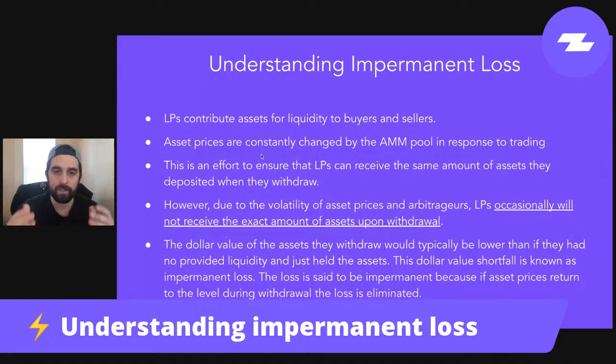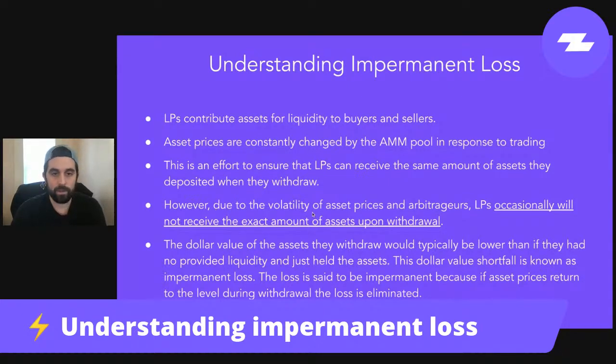And what happens is, let's pretend that I went into the Ether wrapped Bitcoin pool. The price of Ether and wrapped Bitcoin are whatever they are when I go into the pool. The chance that the prices will be identical when I leave the pool is not likely. So it's very likely that in order to maintain that 50-50 ratio, we'll basically see a fluctuation in the amount of wrapped Bitcoin and Ether. So if you consider asset prices are constantly changed by the AMM pool in response to trading, this is in an effort to ensure that LPs can receive the same amount of assets they deposited when they withdraw.